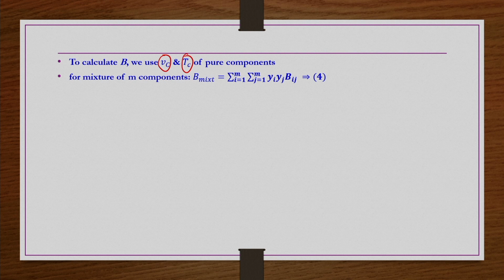But if you need to know the second virial coefficient for a mixture, then B mixture can be taken as the sum over i equals 1 to m, sum over j equals 1 to m, of yi yj Bij. This expression you can use for finding the B mixture, the virial coefficient for a mixture of m components, if you know the second virial coefficients in pure form. If you know B11, B22, B33 and so on up to BMM, then using this expression you can obtain the B mixture, the second virial coefficient for the mixture, right.